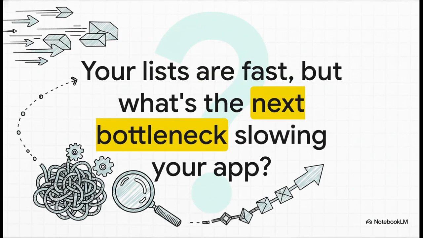So you did it. You took one of the biggest performance killers in web apps, and you solved it. Your lists are blazing fast now. But that just leads to the next question, doesn't it? Now that you've fixed this bottleneck, what's the next one hiding somewhere in your code just waiting to be found?